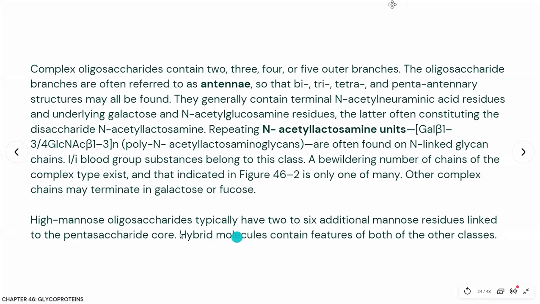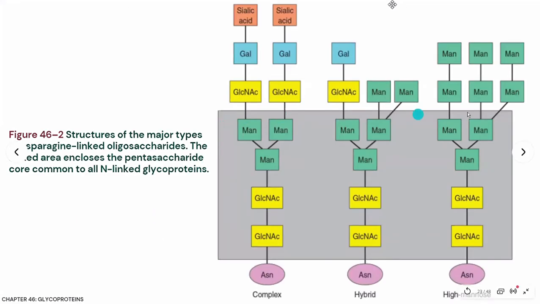Now, these high mannose oligosaccharides have 2 to 6 additional mannose residues linked to the pentasaccharide core. What's the pentasaccharide core? So remember, this is your pentasaccharide core here. 5 saccharide molecules. 1, 2, 3, 4, 5. Okay?